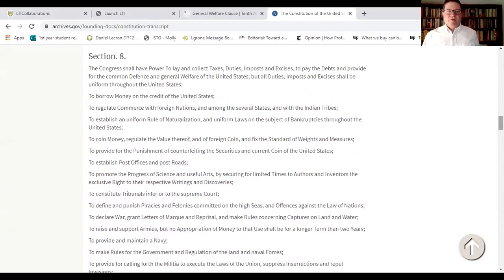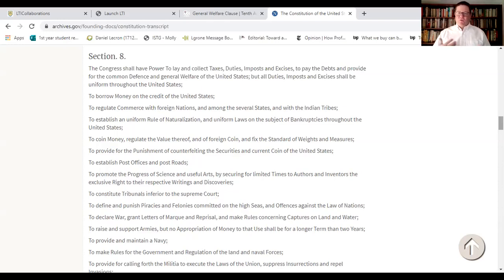One is, you see in the very first clause there, the Congress shall have power to lay and collect taxes, duties, imposts, and excises to pay the debts and provide for the common defense and general welfare of the United States. It's called the General Welfare Clause. Depending on who you talk to, there are people who very strictly believe that the General Welfare Clause only applies to the 18 things that you see here in Article 1, Section 8. But through most of American history, it's also been used to expand the powers of the federal government in order to provide for the general welfare.